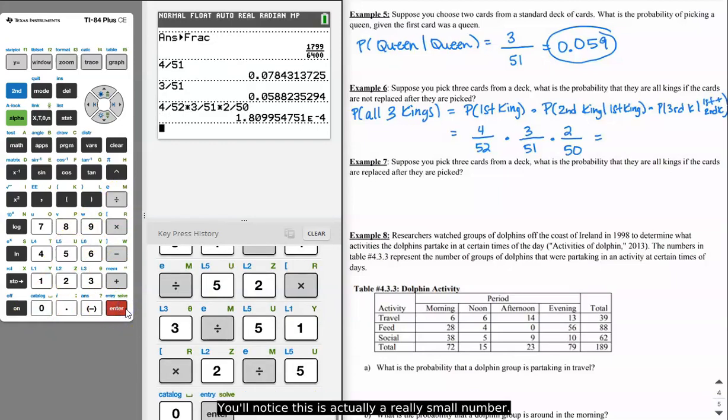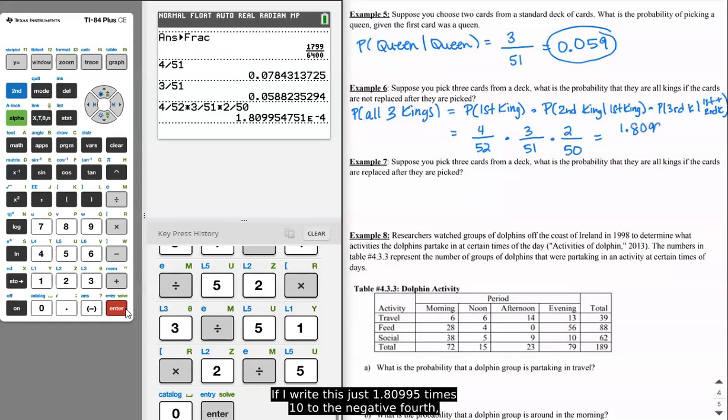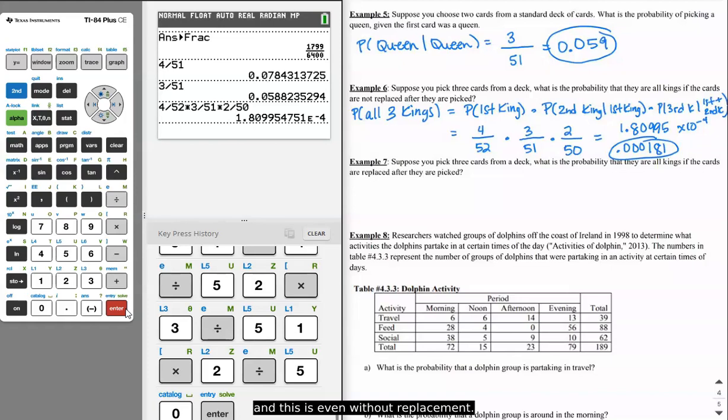So you'll notice this is actually a really small number. The e to the negative 4 is saying it's in scientific notation. So if I write this just 1.80995 times 10 to the negative 4th, what it's saying is you need to move your decimal 4 spaces to the left. It's a really, really small number. So if I do this, I end up with 0.000181 roughly. A very, very small probability. And if you think about it, the probability of choosing 3 kings from a deck should be fairly low. And this is even without replacement.